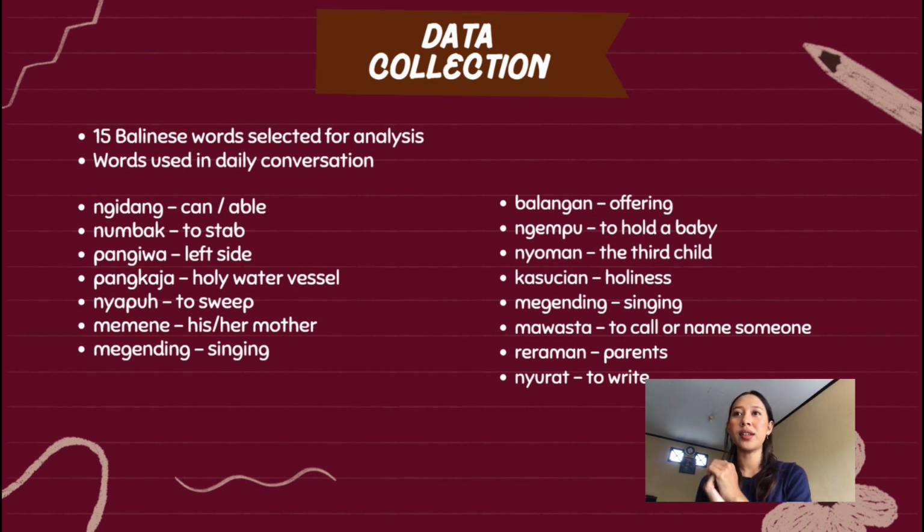For this project, I collected 15 Balinese words that are used in daily conversation. Some examples are nyurat, which means to write, memene, meaning his mother or her mother, kesucian, meaning holiness, and raraman, meaning uncle. These words show different kinds of morphemes and morphological patterns, such as affixation and reduplication.